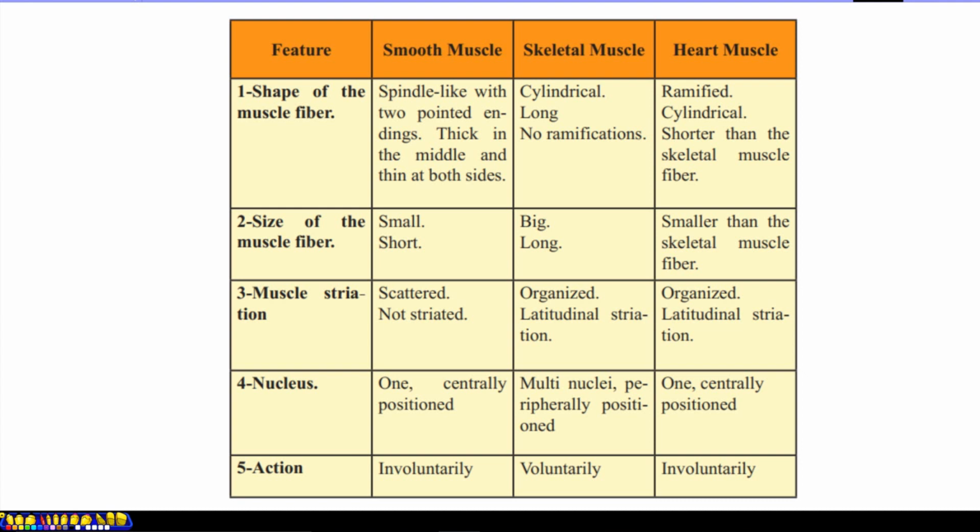We can add a sixth point to complete our comparison, which is location. Smooth muscle is found in the walls of internal organs like the stomach, small intestine, large intestine, blood vessels, and other internal organs which have a cavity or hollow. Skeletal muscle fibers are connected to the bones. Heart muscle is found in the wall of the heart only.